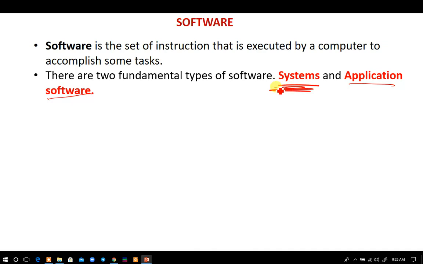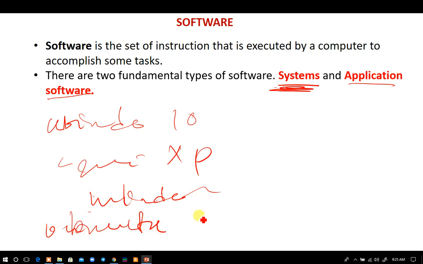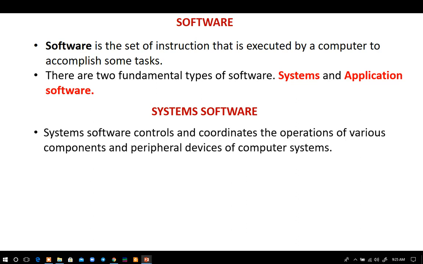Examples of system softwares: we have Windows 10, Windows XP, Windows 98, and Ubuntu, which is also known as Linux. We have a lot of system applications. We also have Android.